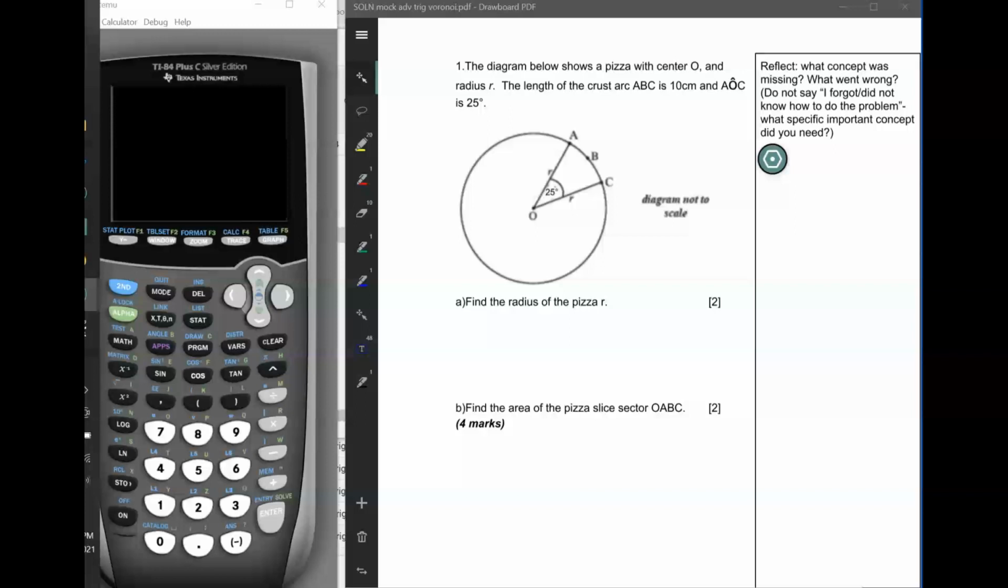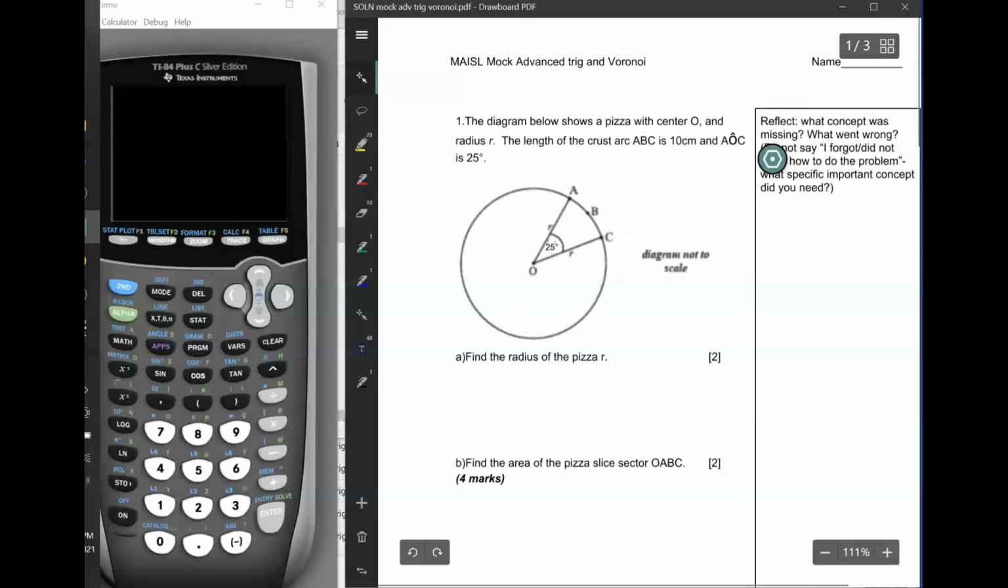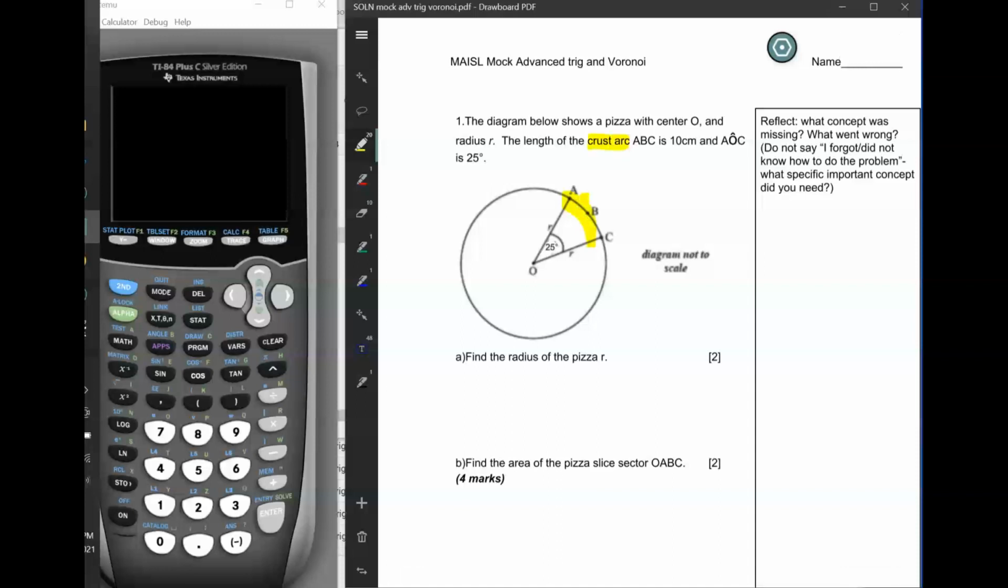This is the mock exam solutions for advanced trigonometry and Voronoi diagrams. So, first problem. The diagram below shows a pizza with center O and radius R. The length of the crust arc ABC, which is this here, is 10 centimeters, and angle AOC is 25 degrees. Find the radius of the pizza R.